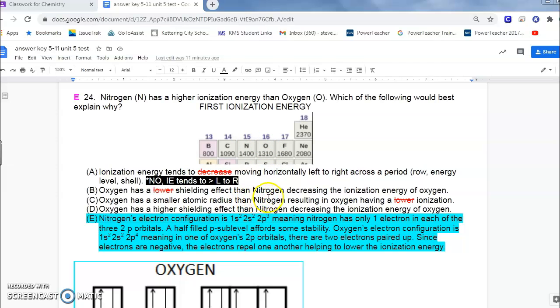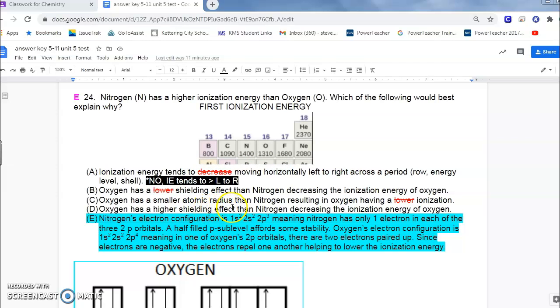Oxygen has a smaller radius than nitrogen, which resulted in having a lower ionization energy. Well, if oxygen does in fact have a smaller radius than nitrogen, and it does, they're very close, it would actually give it a higher ionization energy because the smaller you are, the higher the ionization energy is. So A, B, and C don't explain.